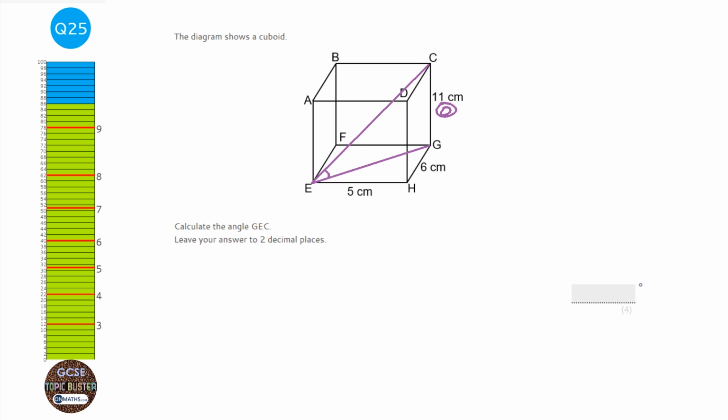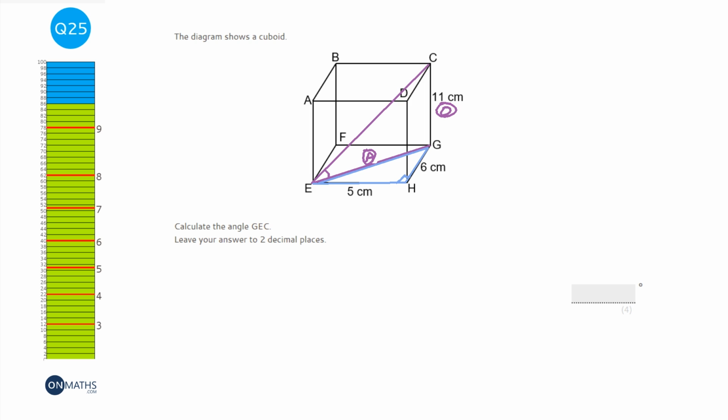Now, the hypotenuse is not something we can easily find, so that's probably not the one that we're going to be looking for. But the adjacent at the bottom could be quite easy to find, because if you have a look at the right angled triangle here, we have two of the lengths. We've got the 5 and the 6, and we're looking for the third. And because it's a cuboid, we know that that's a right angle there.